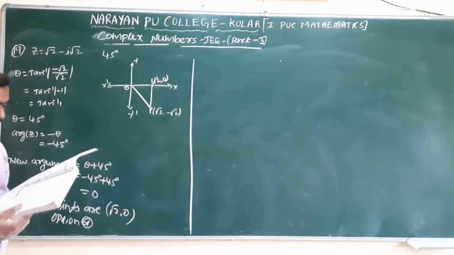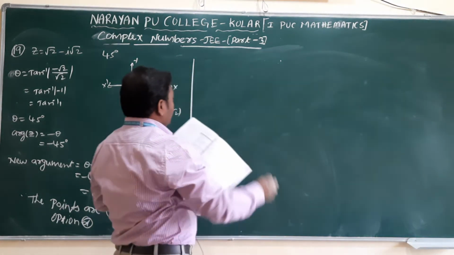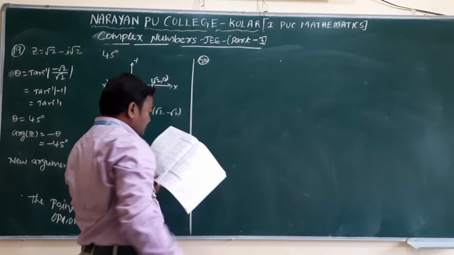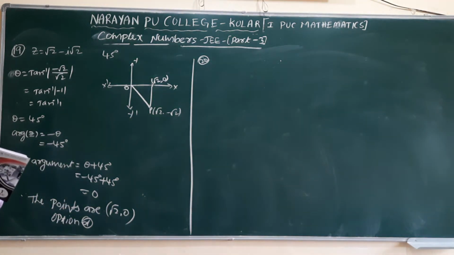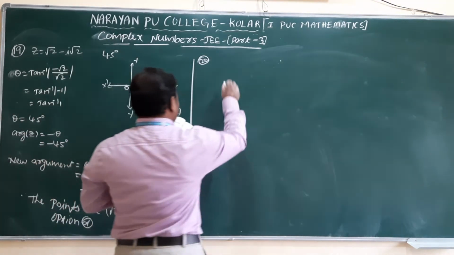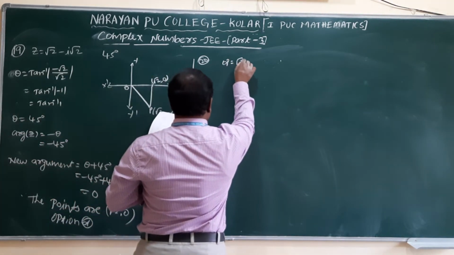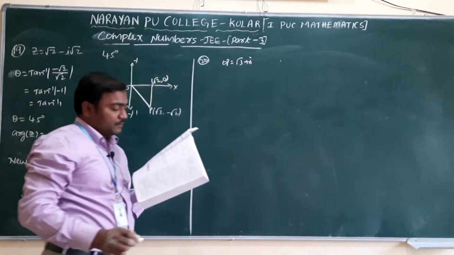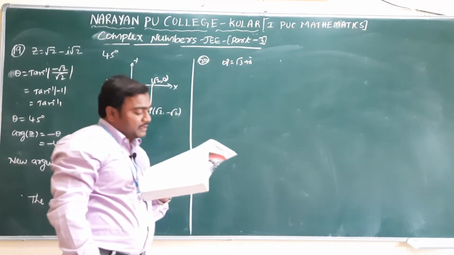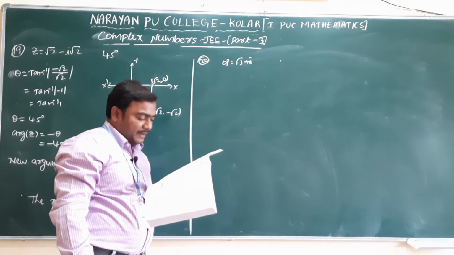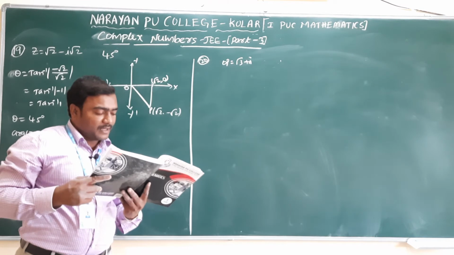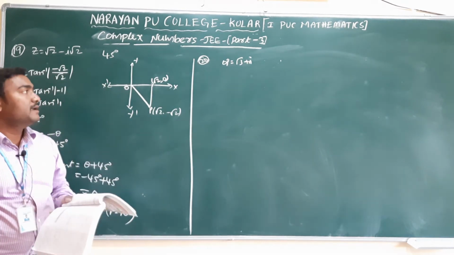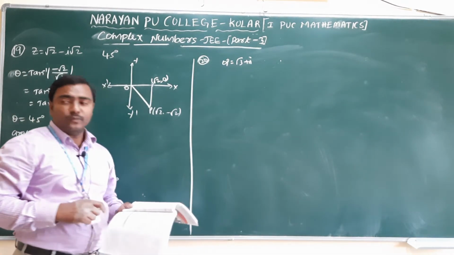This question number 20. If P is the point in the Argand diagram corresponding to the complex number root 3 plus i, we have taken here OP as root 3 plus i, and if OPQ is an isosceles right angle triangle with right angle at O, and Q represents the complex number. Here we have to find OQ.